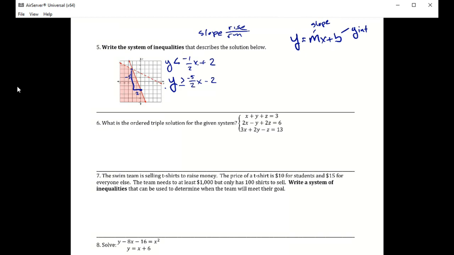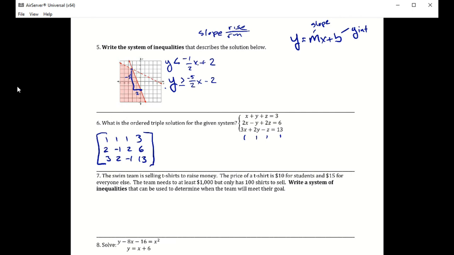All right. Number 6, find the ordered triple for our given system. So the first thing we need to do: are we in standard order? We have a column of x, a column of y, a column of z, a column of constants. We are good to go. So we're going to write our augmented matrix. 1, 1, 1, 3, 2, negative 1, 2, 6, 3, 2, negative 1, 13.